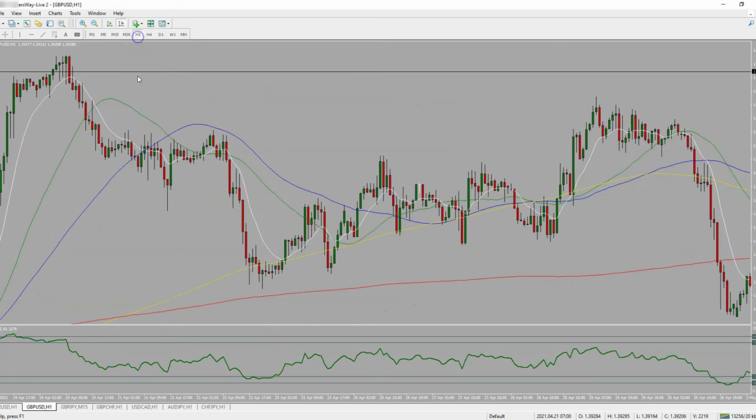Is this in the same session? This was a New York session trade, I think. What time does this happen? Nope, that's London session. But this is a London session trade. It is within the proper trading hours.